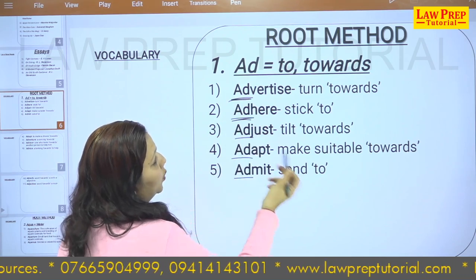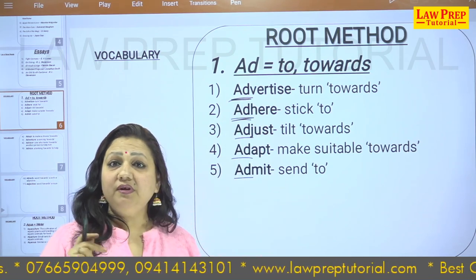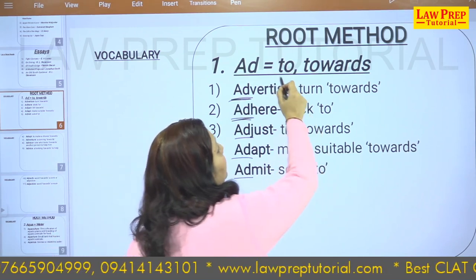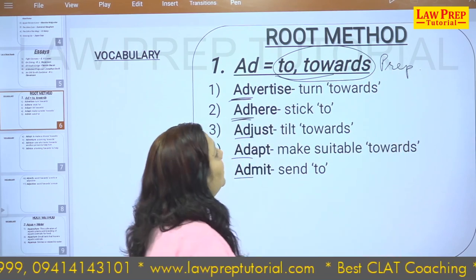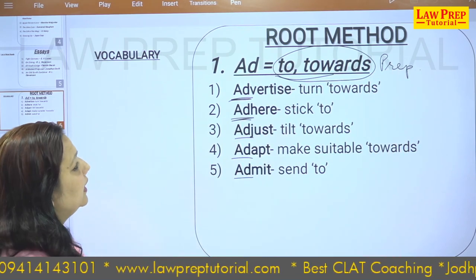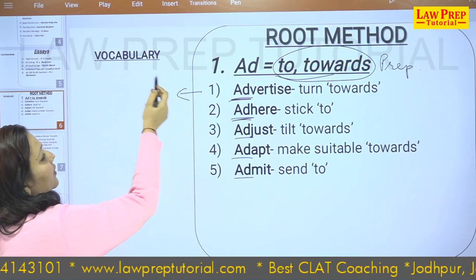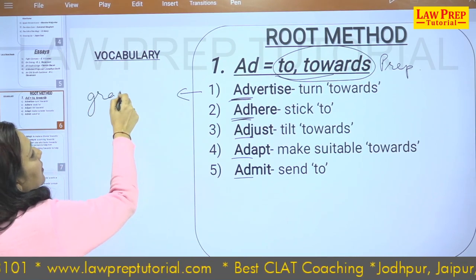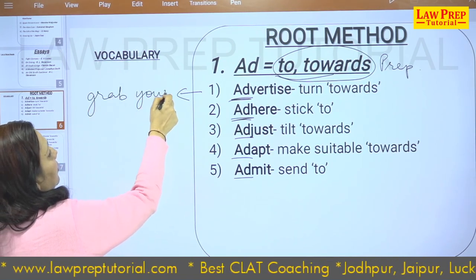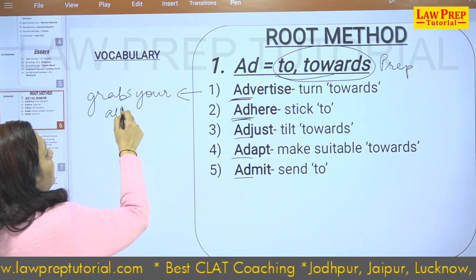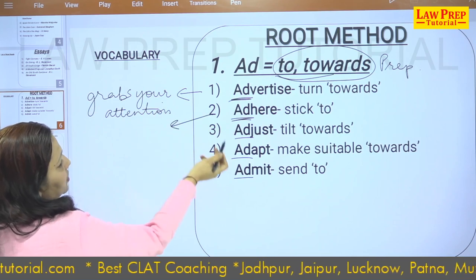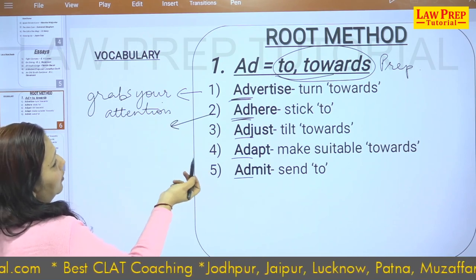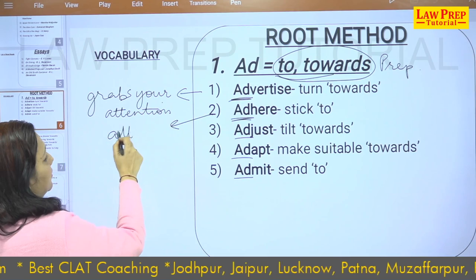Now, it is towards, to or towards. There is a difference in these prepositions. These two are the prepositions. There is a difference in these kinds of prepositions when you use them. So, when you do this kind of a thing, like advertise, it is your turn towards it, it grabs your attention. Adhere is something that you stick to, it's a kind of, you know, you want to be attached to it. That is adhere.